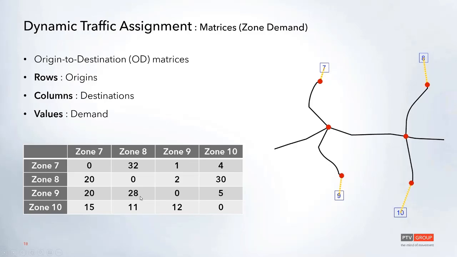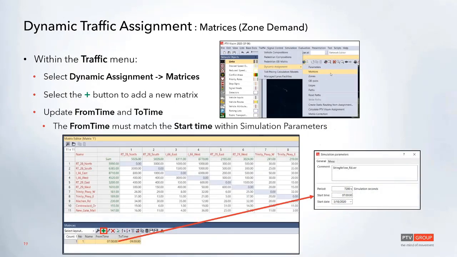So for example, if we look at this 28 here, this would be 28 trips that will occur going from zone 9 to zone 8. Or if you look at this 30 over here, this would be 30 trips going from zone 8 to zone 10.